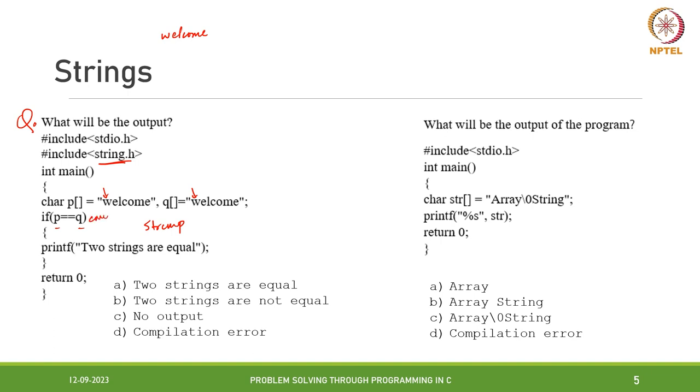Okay, so basically what kind of comparison is happening? Comparing the address of the first element of each string. Because of that, the addresses are definitely not the same. Because they are two different strings, definitely they are stored in two different places, so the addresses will never be the same. And you're comparing the addresses, so this statement would be false, like p is not equal to q, so there will be no output here. Sir, yes.